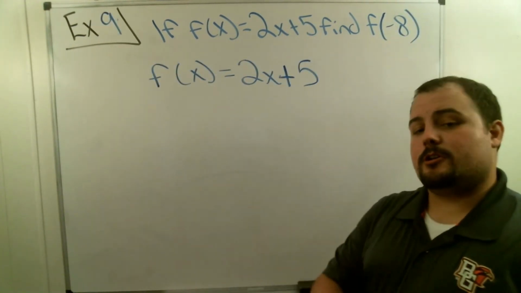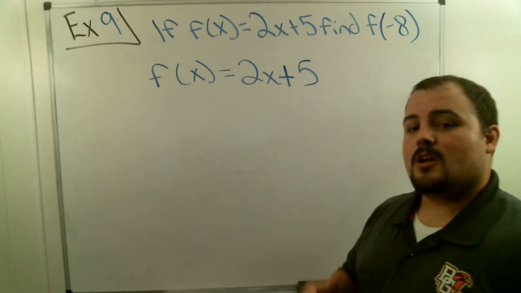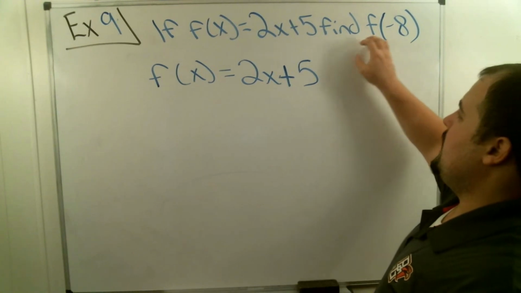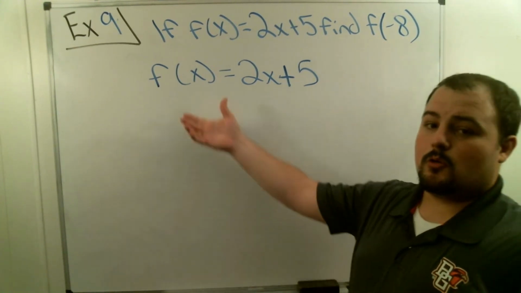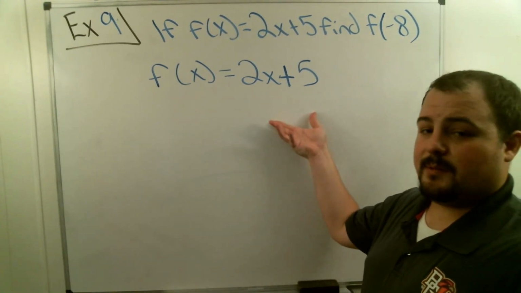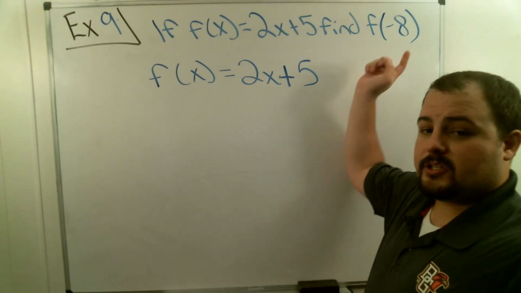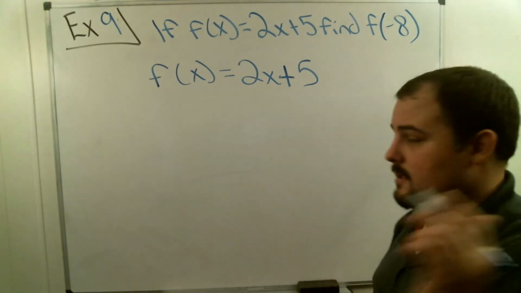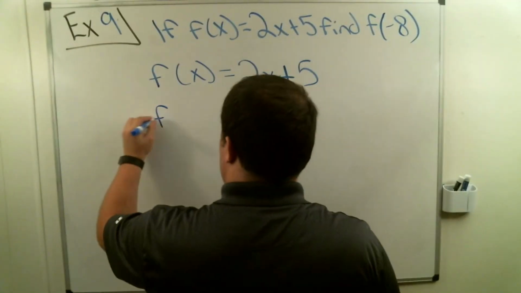In this example, we're going to do something similar to what we just did. What we're going to do is we're going to take the function of 2x plus 5, but this time we're going to find f of negative 8. So what I did was I already rewrote the problem. We're going to plug in the number that it tells us to plug in. We're plugging in negative 8 anywhere we see the letter x, or the variable x.